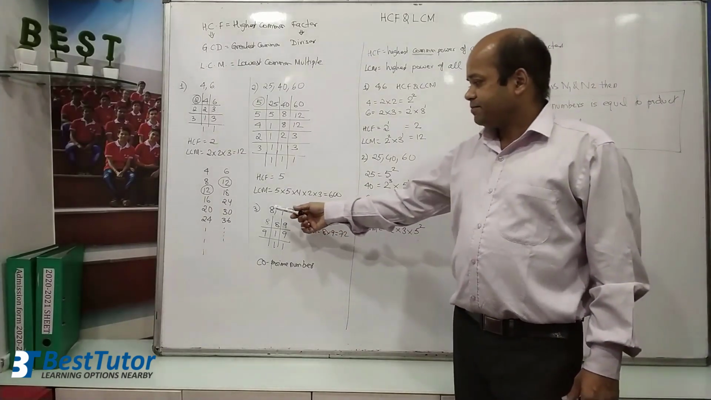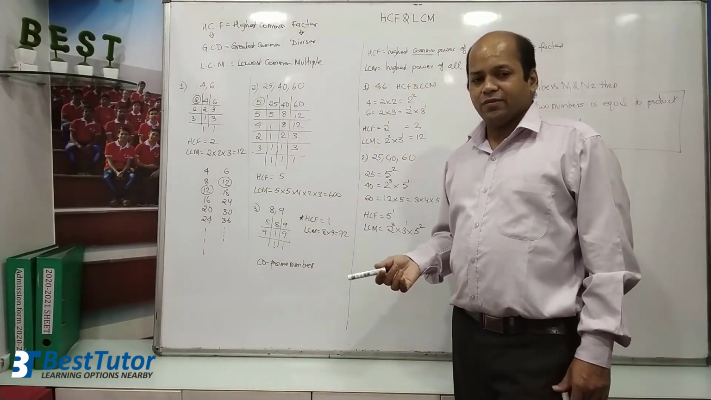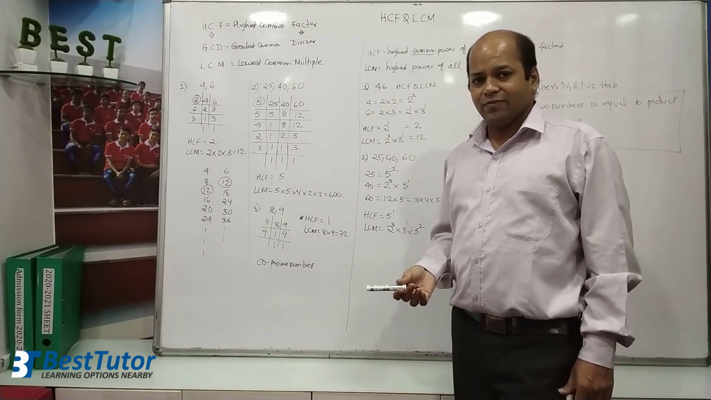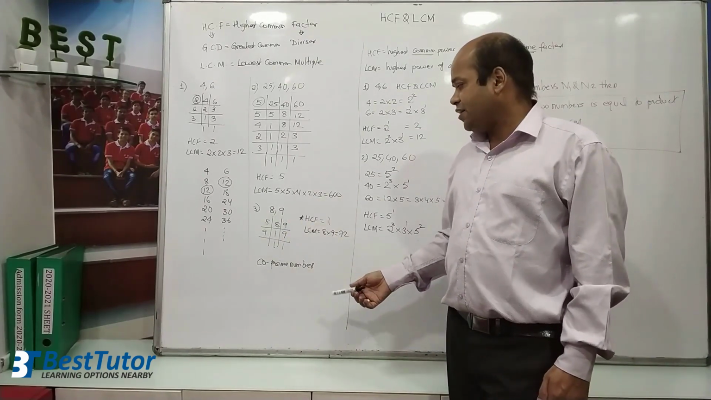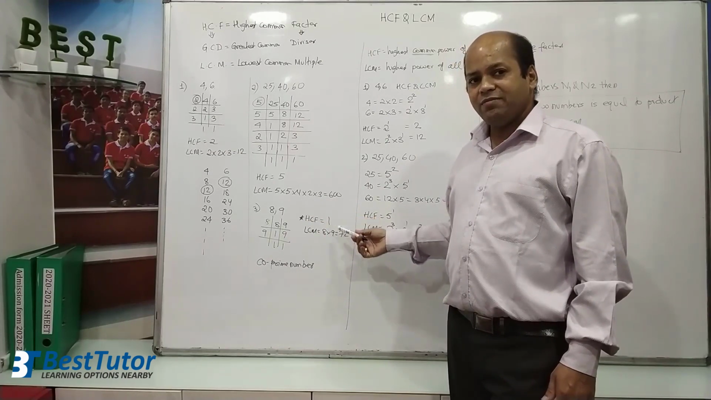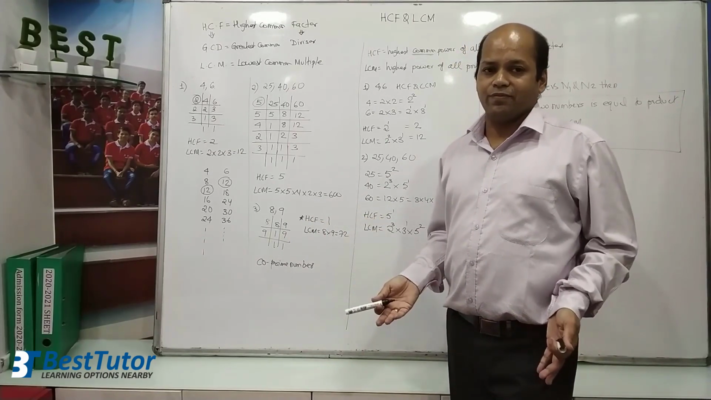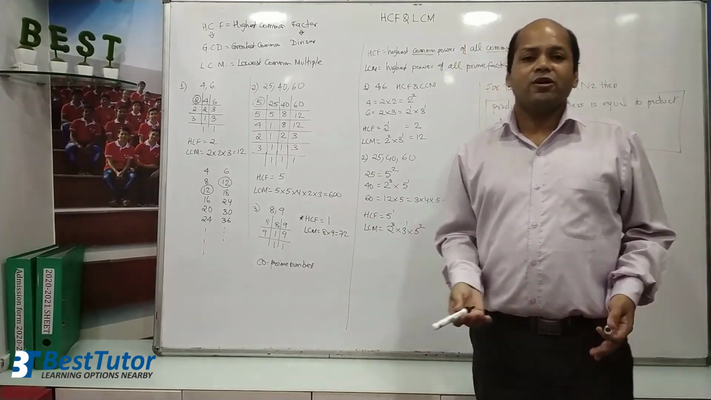See here. Example 3. Two numbers are 8 and 9. What is the product? 8 into 9, 72. What is the HCF? 1. LCM? 72. So the same. That's the way you get questions.